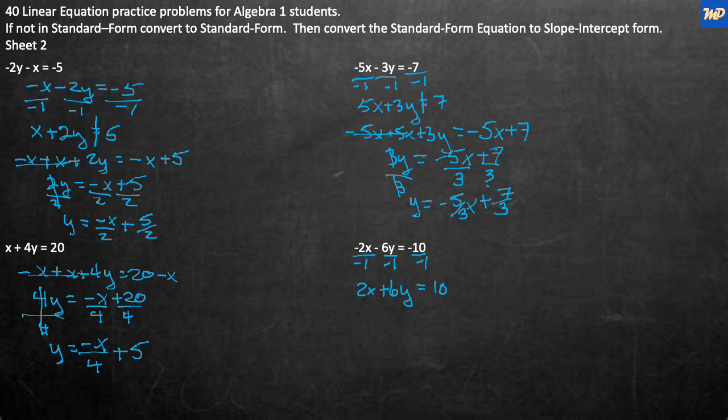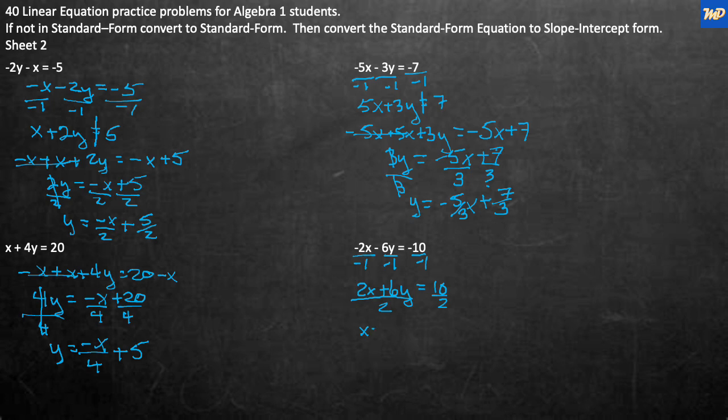Interesting, you see how the 2 and the 6 and the 10, they have a common factor. It says to get it in standard form, we have to get this out. That's one of the rules. So it's a little extra step. So we're going to divide everything by 2. Divide this side by 2 and this side by 2. Both sides get divided by 2.